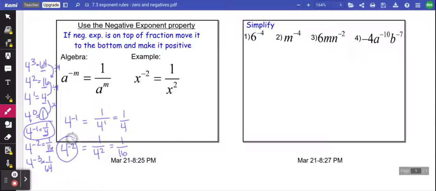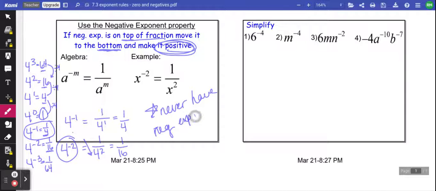So that negative exponent has to go to the bottom of the fraction, and it basically becomes a positive, okay? Because it's still a positive number, it's just a smaller number. So if the negative exponent is on top of the fraction, move it to the bottom and make it positive. You should never have a negative exponent in your answers because they go to the bottom and become a positive every time.